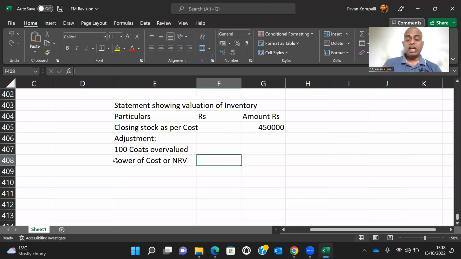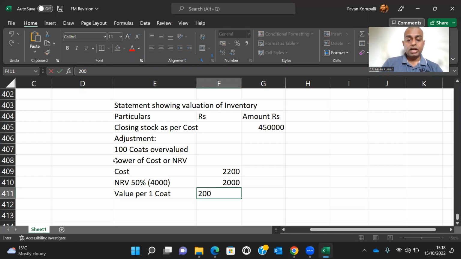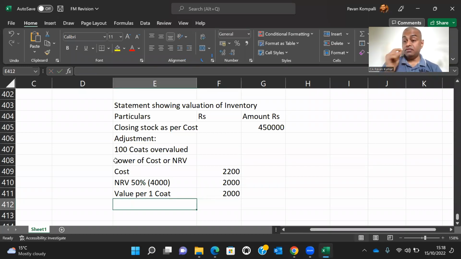So how much is to be taken? Here you can write cost 2,200. NRV is 50% of 4,000, that comes to 2,000. So inventory value per quote should be 2,000. So how much adjustment is required? Inventory to be written down.